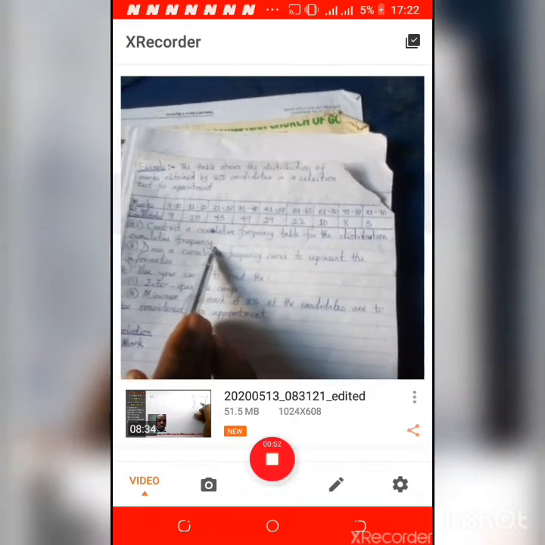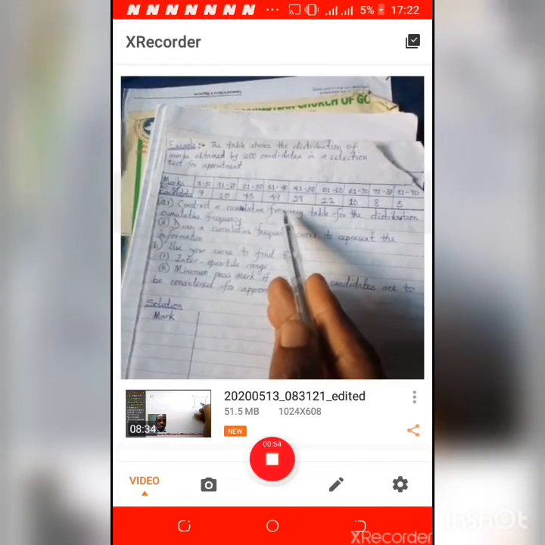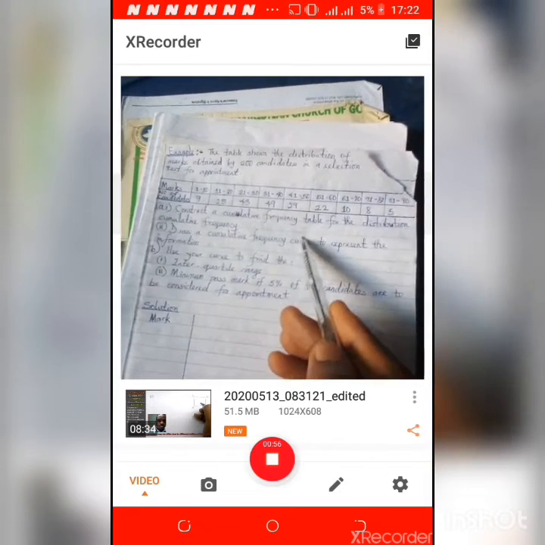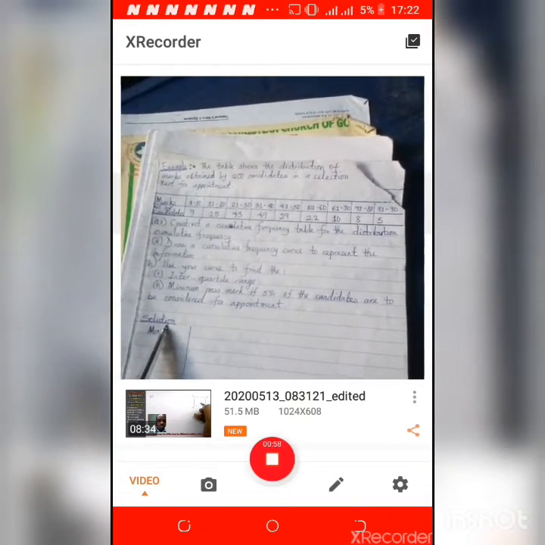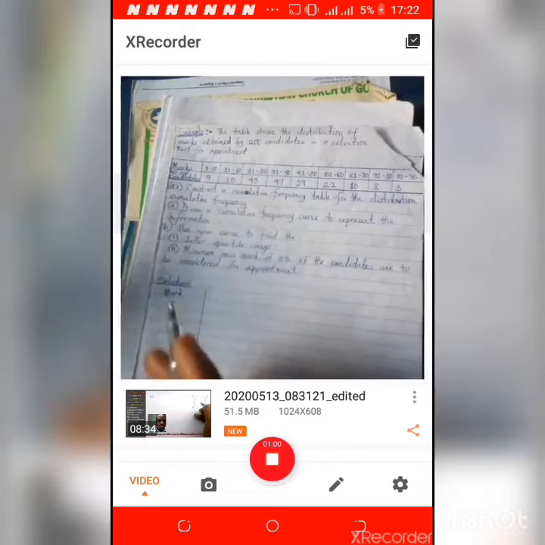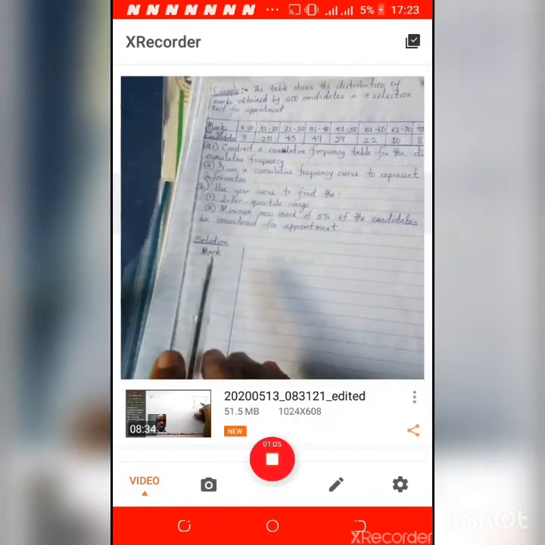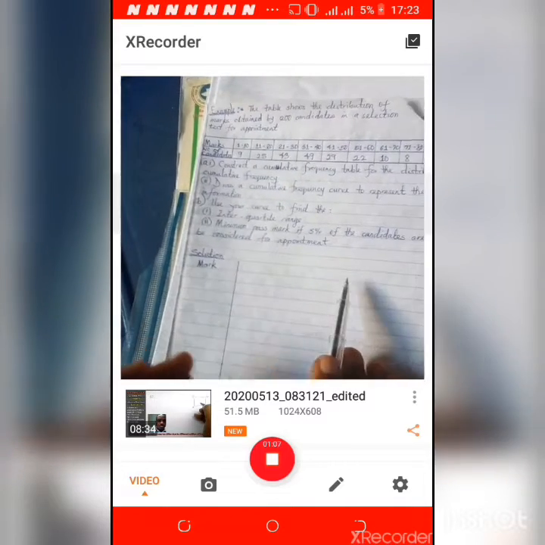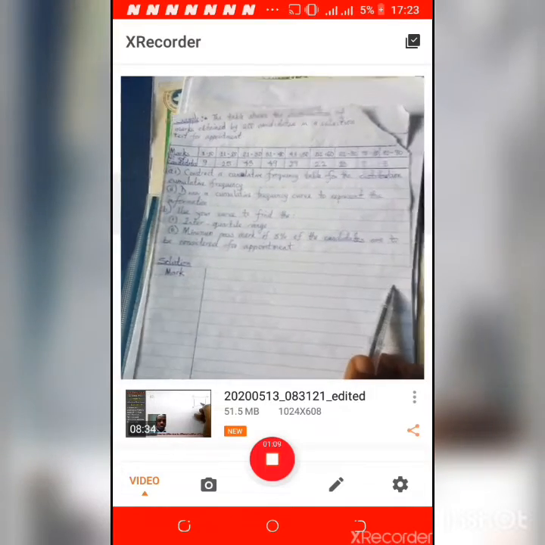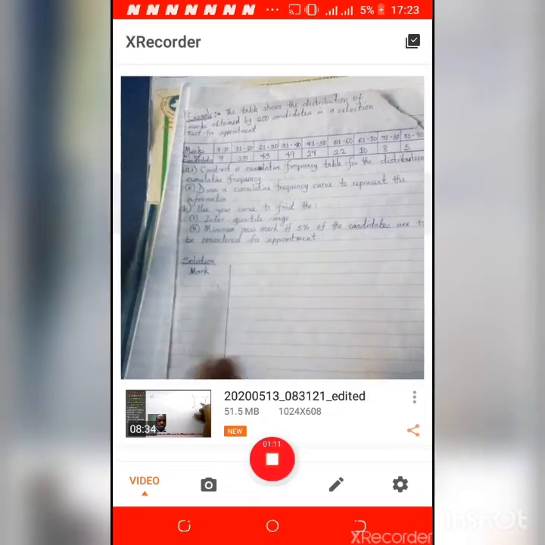So they want us to construct a cumulative frequency table. So let's go back to the solution now. We go to solution. We want to construct a cumulative frequency table. I told you that this cumulative frequency table consists of columns, which are the mark, the class boundary, the frequency, and the cumulative frequency. So the mark stands for the class interval.